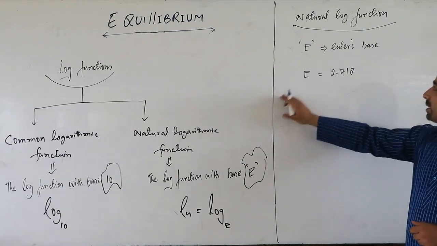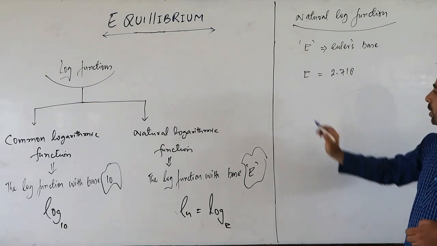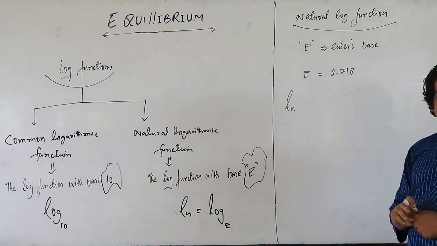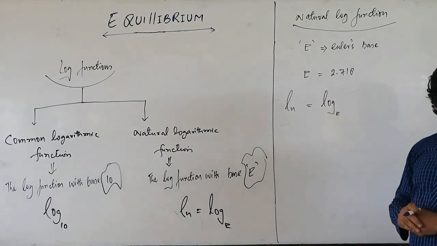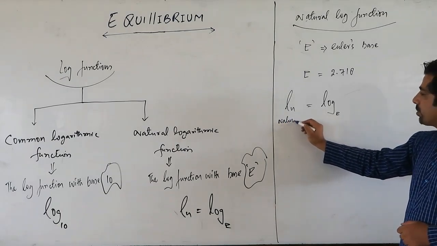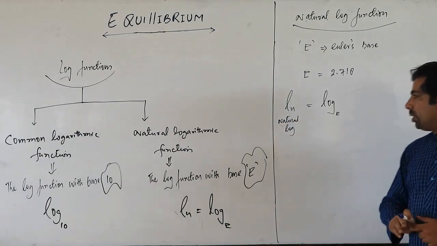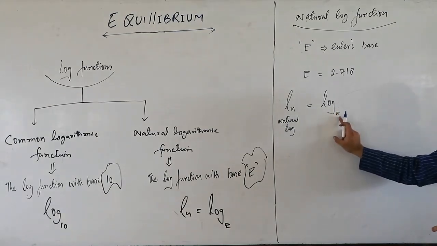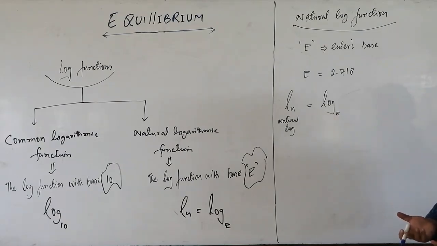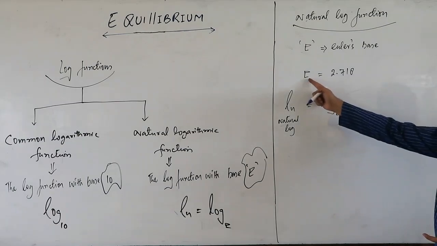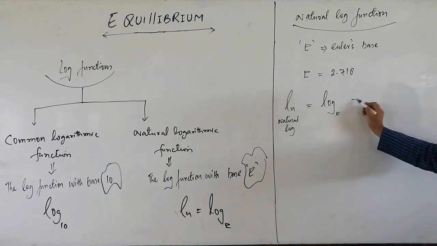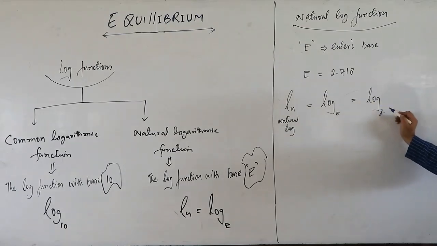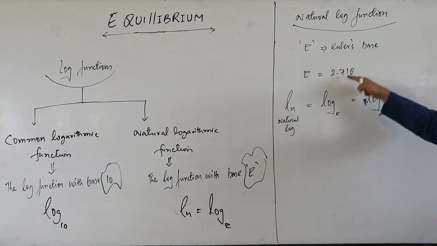Now after that, let us come back to the natural log. In natural log we have ln, which is equal to log with base e, or log to the base e. So this is our natural log. This natural log can be written as log with base e. If I write down log with base 10, it will become a common log. But it's a log with base e, and that e is nothing but Euler's base. The value of this e is 2.718. So it can be also written as log 2.7. 2.7 means that's Euler's base.